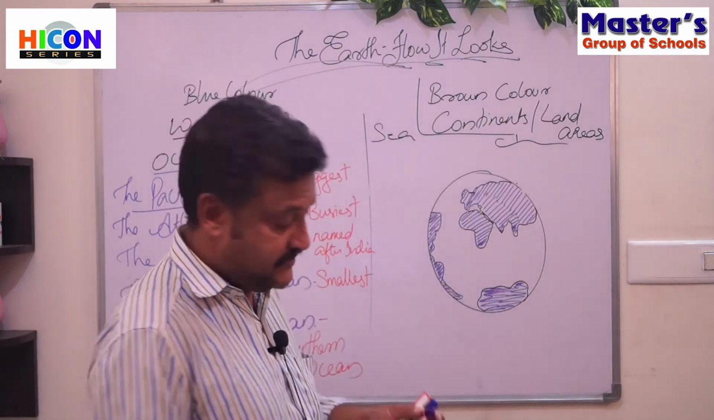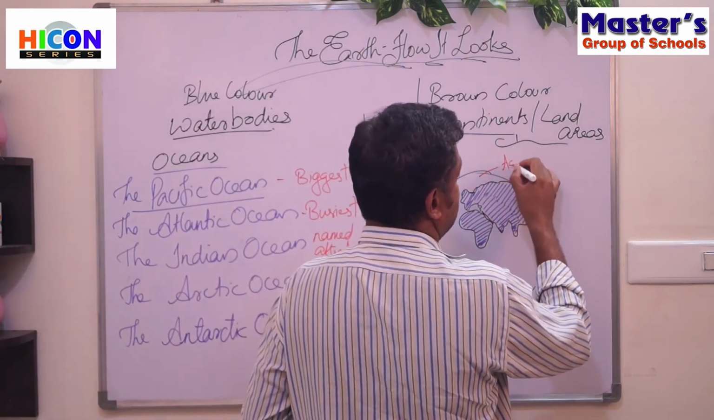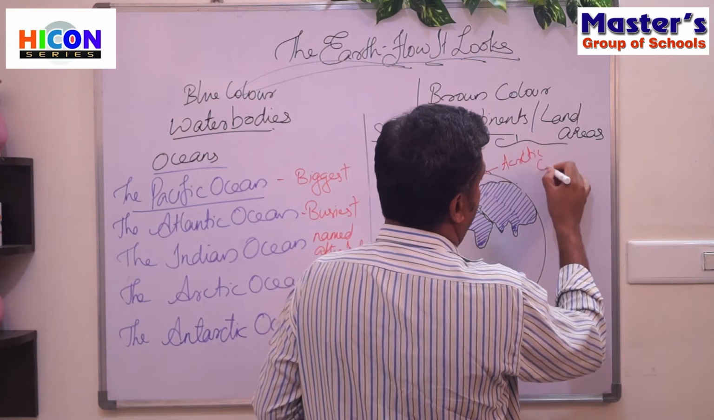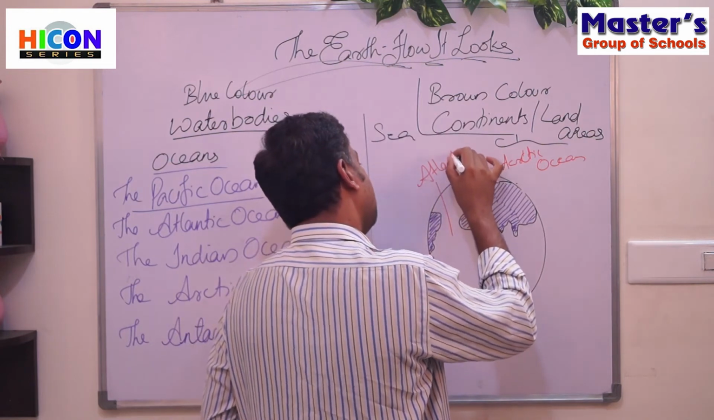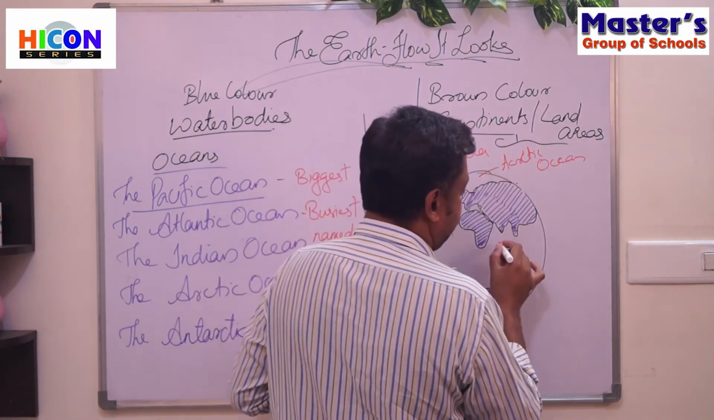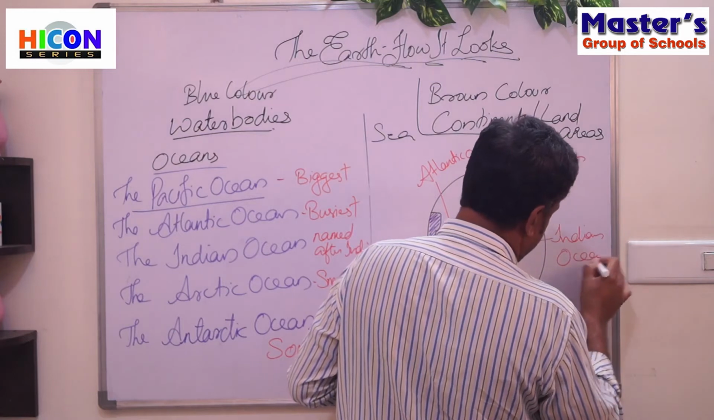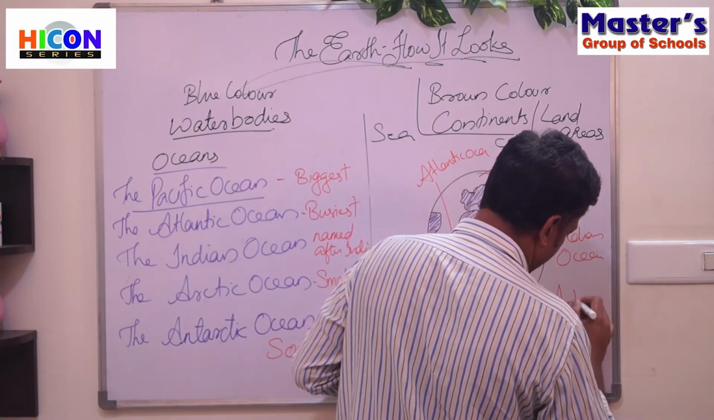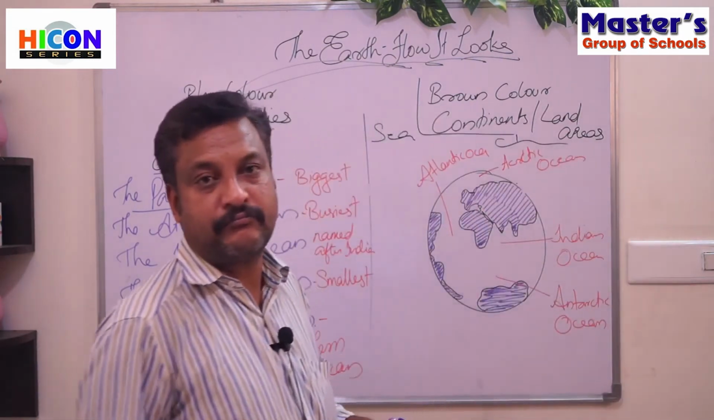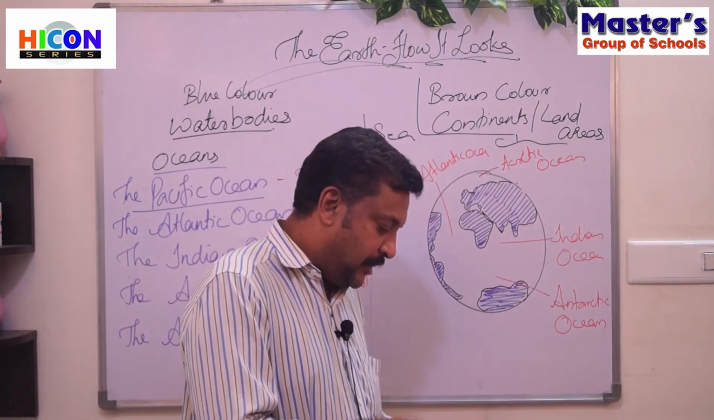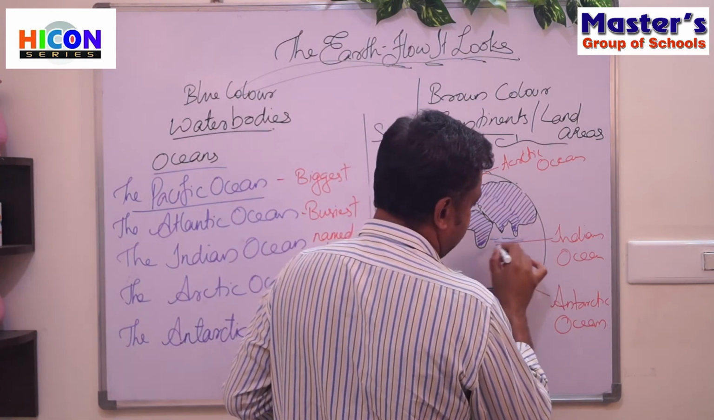So as far as what we have seen just now about the oceans, we can say this is the Arctic Ocean, this is the Atlantic Ocean, this is the Indian Ocean, and this is the Antarctic Ocean. So this part actually forms the ocean.